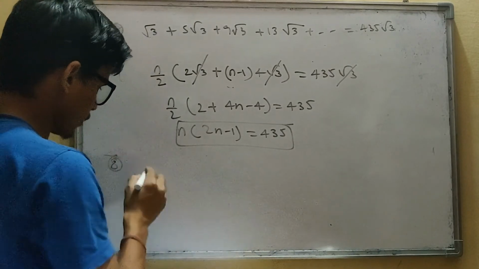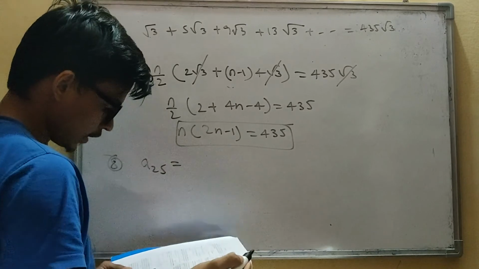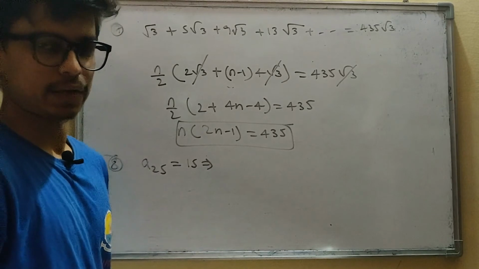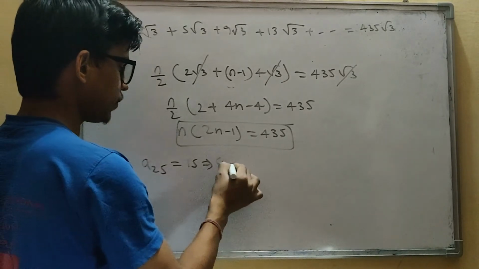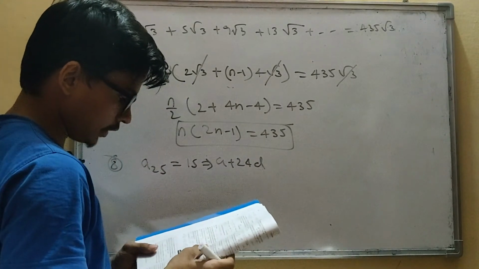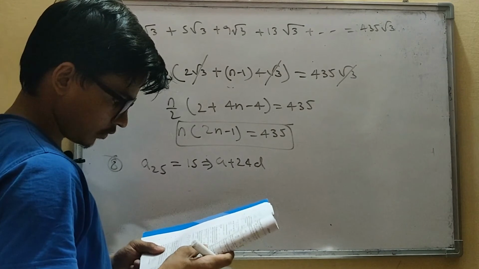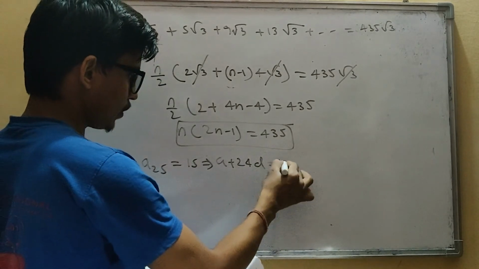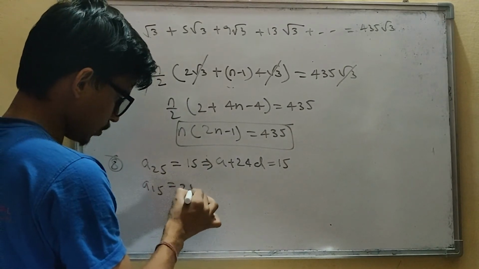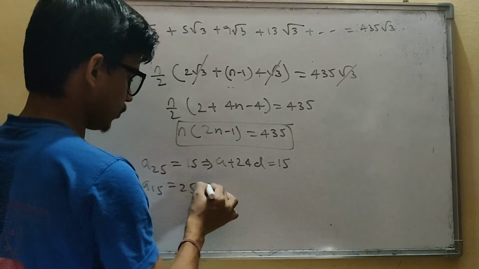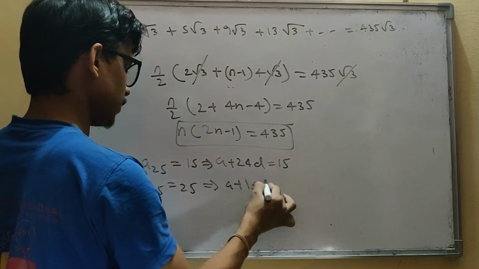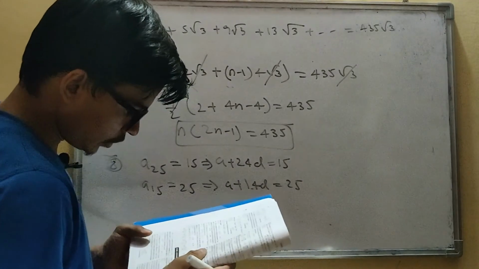If the 25th term of an AP is 15, so it is given that the 25th term of an AP is 15. What this implies: if the AP has first term A and common difference D, then A25 will become A plus 24D, right? So it is 15. And the next part says that the 15th term is 25. So this implies A plus 14D is 25.